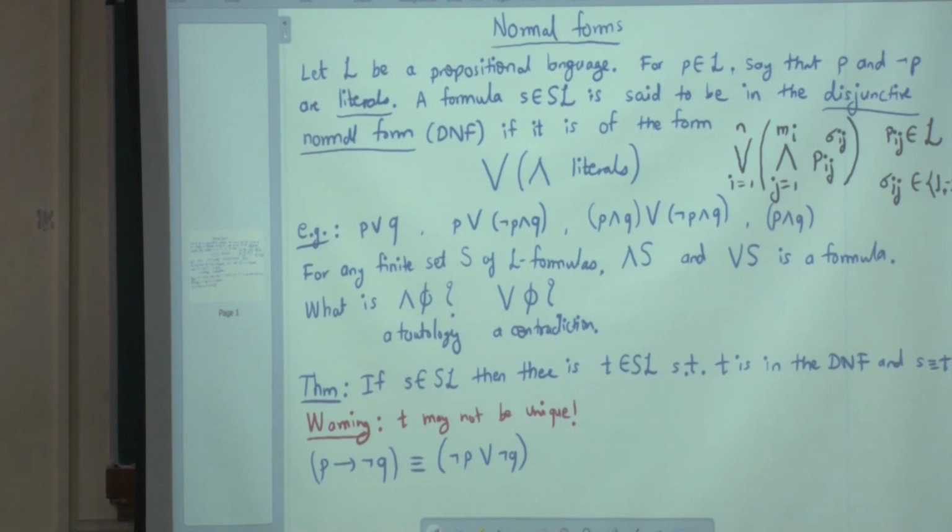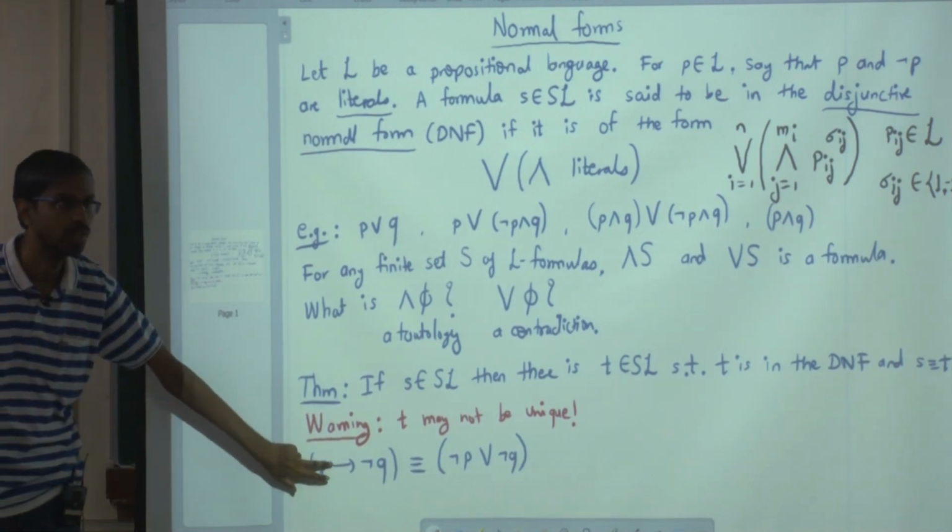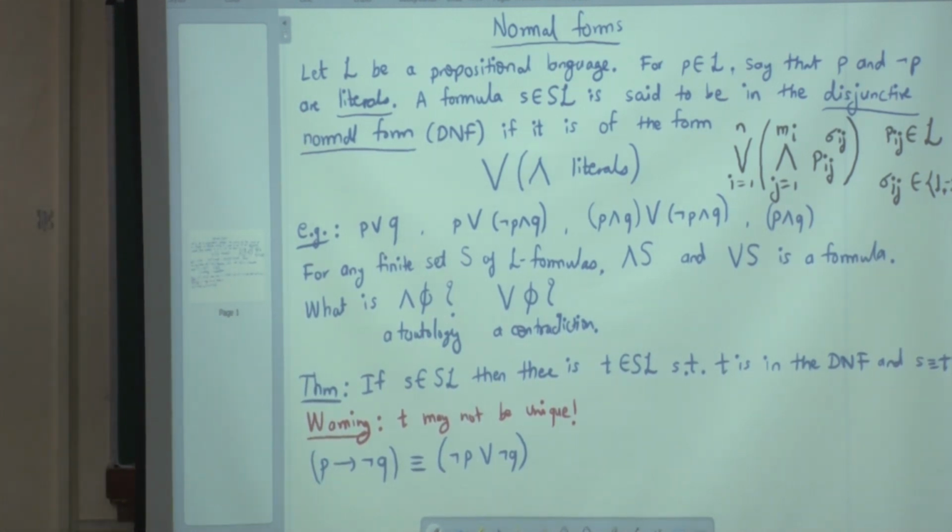P implies negation Q. What is the logical equivalence class? What atoms lie below it? This is negation P, disjunction negation Q. So which atoms will lie below it?